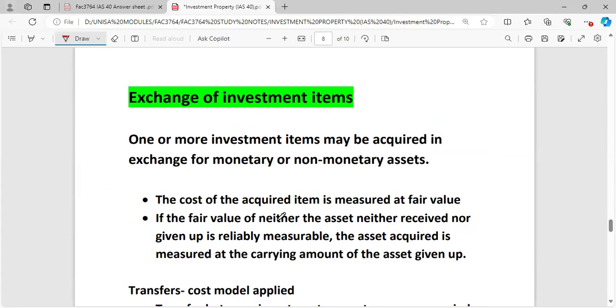I would like to ask whether we are not supposed to separate land and property when it comes to investment property, as we do in PPE? Investment property, you combine them, it just becomes investment property as a full amount.